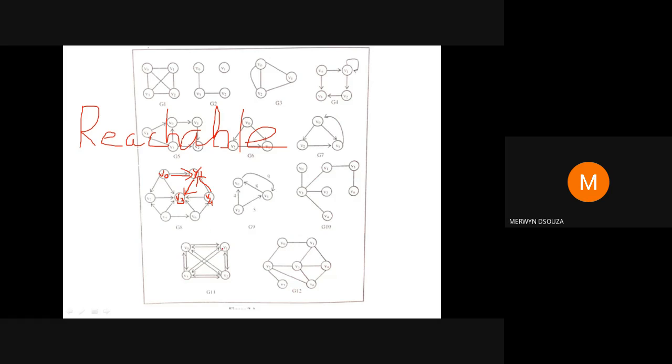Take this example here, where this is V3, this is V2, this is V0, and this is V1. If I want to know whether vertex V3 is reachable from vertex V1, you will check if there's a path. There should be at least one path between these two vertices. You can see that there is a path from V1 to V3. Therefore, V3 is reachable from V1 via this path, V1 to V3.